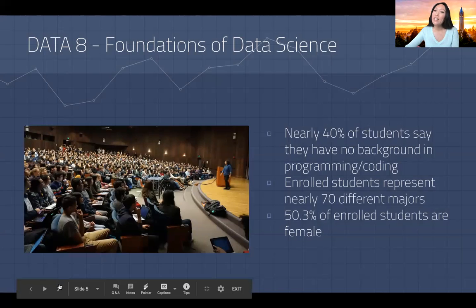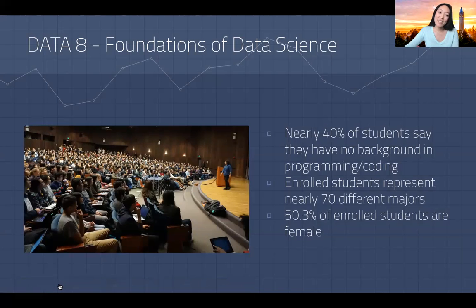Data 8 is one of the largest classes on campus. That is a real picture from the first day of lecture last year that you're looking at. This is a course designed for students to take early in their time here at Cal, ideally. And it is also designed for anybody. You don't need to have any background in data science in order to take Data 8. You don't need to know how to code.